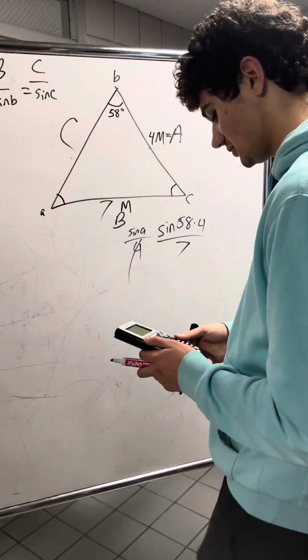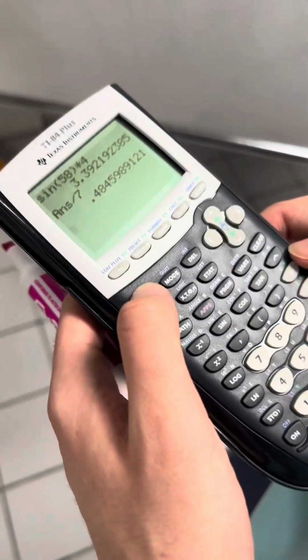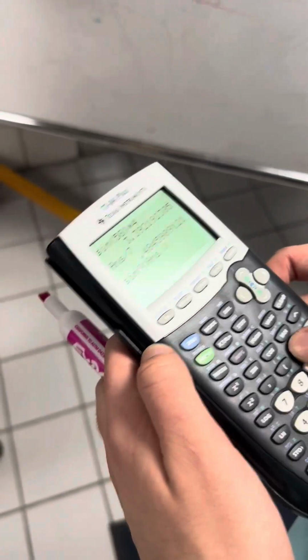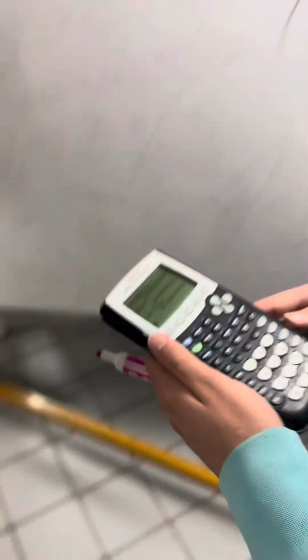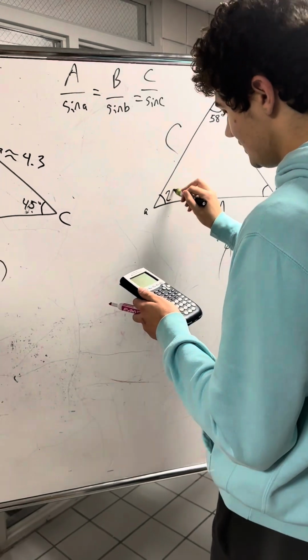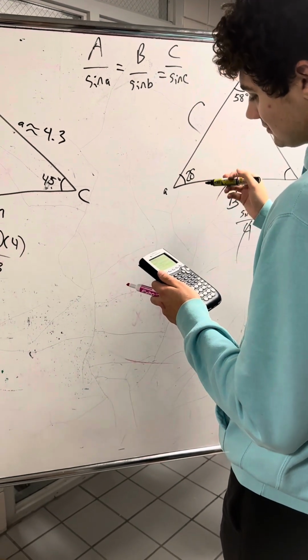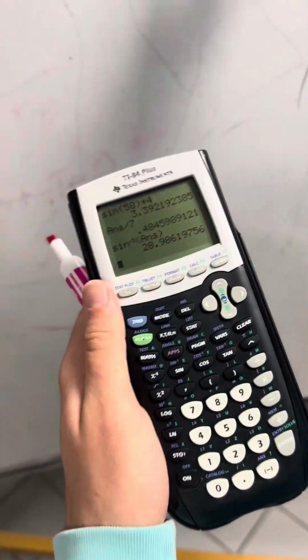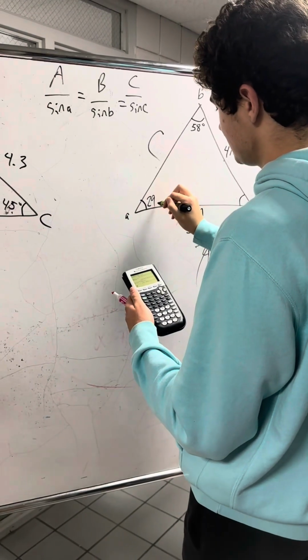So now you do the inverse sine of that. Second sine, second answer. Close the parentheses. Boom. That's our angle A. 28.9, we can round that to 29. So put 29.0 because you rounded.